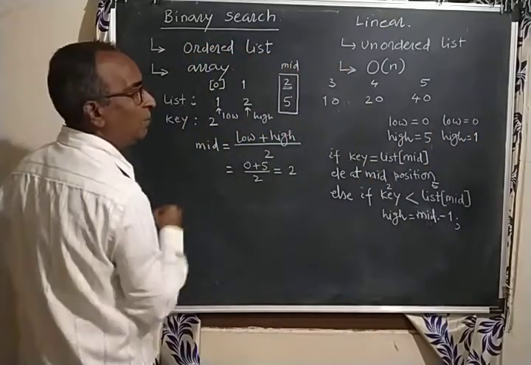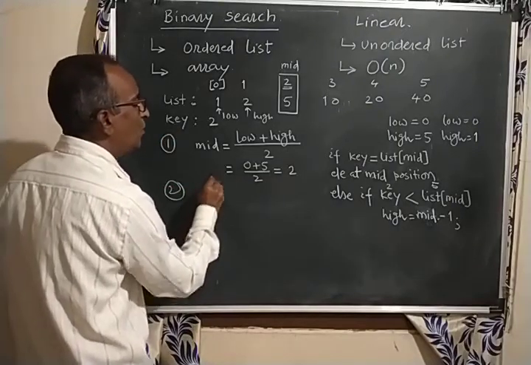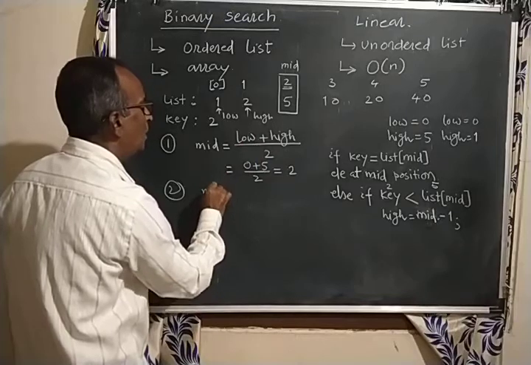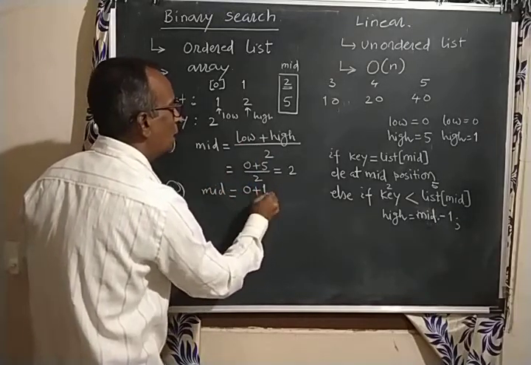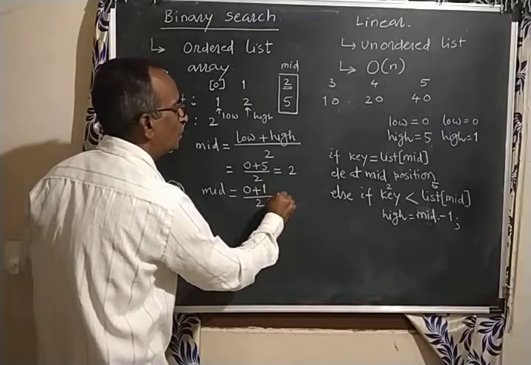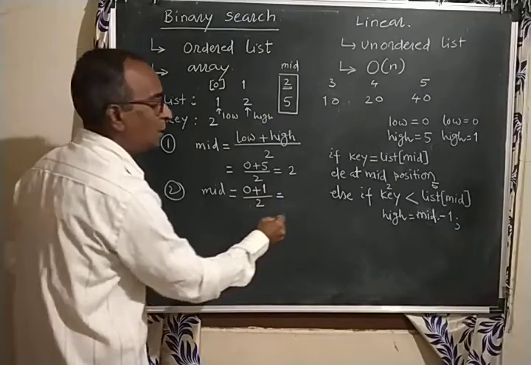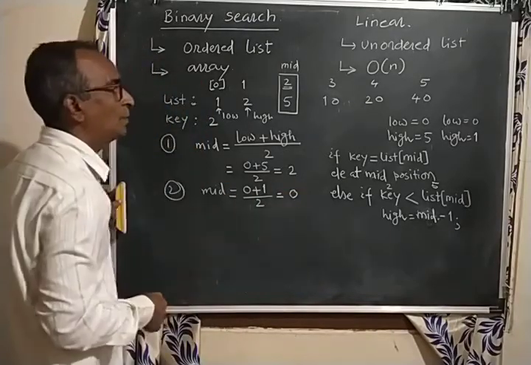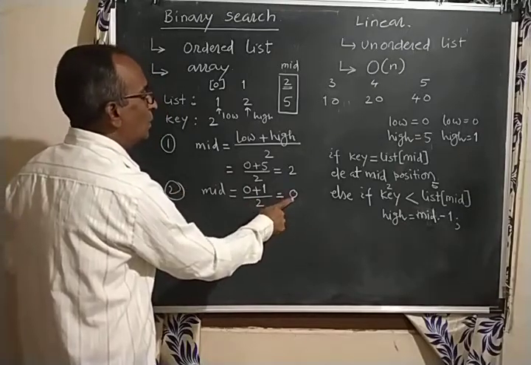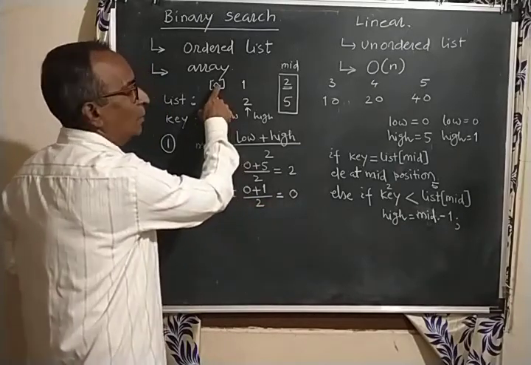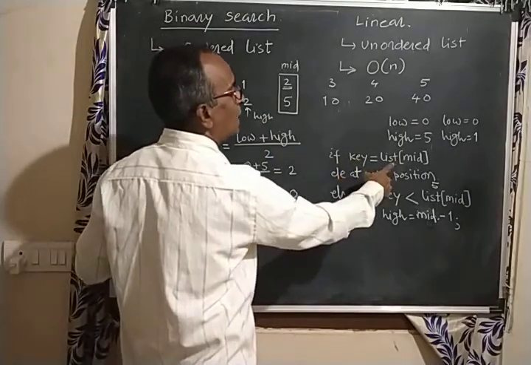Again, mid is calculated. This is first iteration. In second iteration, mid is calculated by this method. Mid is equal to current low plus current high by 2. What it gives us? 1 by 2. Integer division, it will be 0. So what will happen here? Mid element is the 0th element now. Again in next iteration it will check whether key is equal to list of mid.